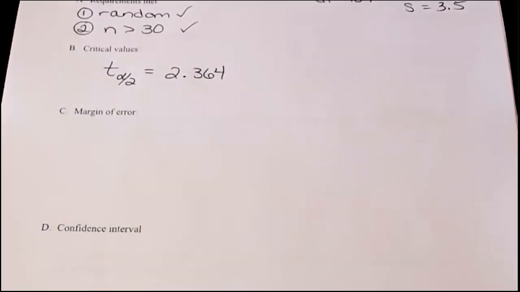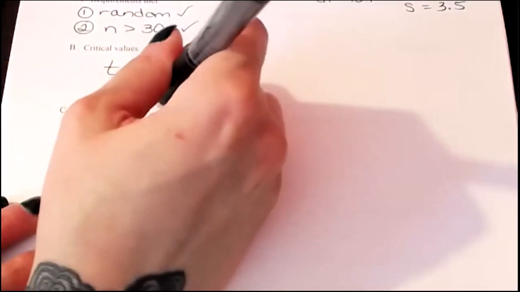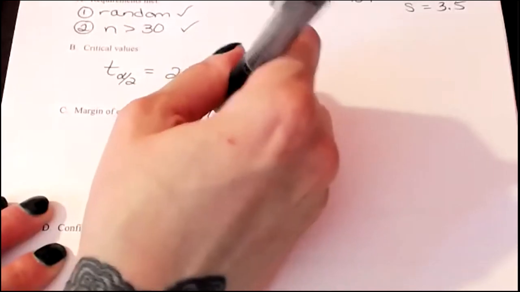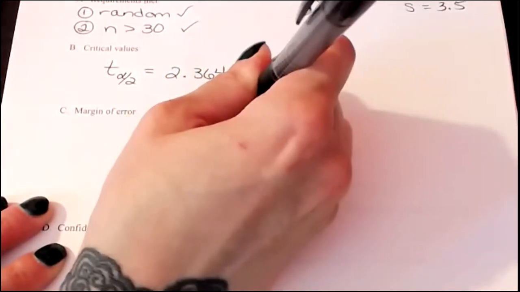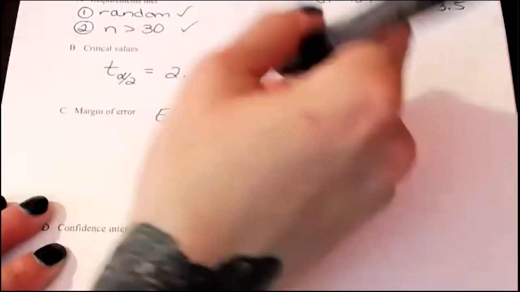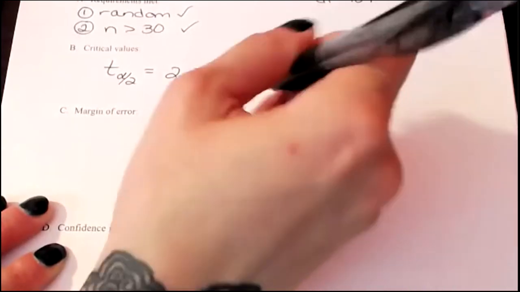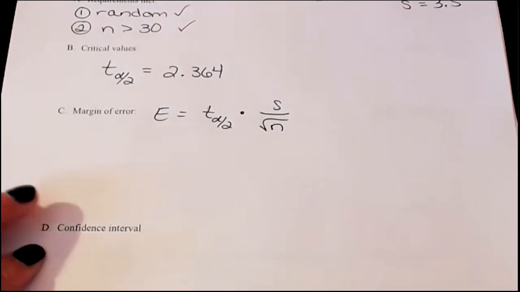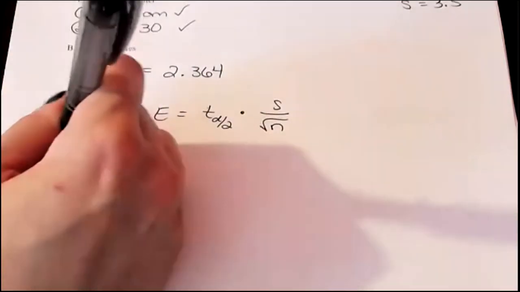Now we're going to calculate the margin of error. As a reminder, the formula to calculate margin of error is E is equal to the critical value multiplied by the sample standard deviation divided by the square root of n. So we're going to plug in all of our values.